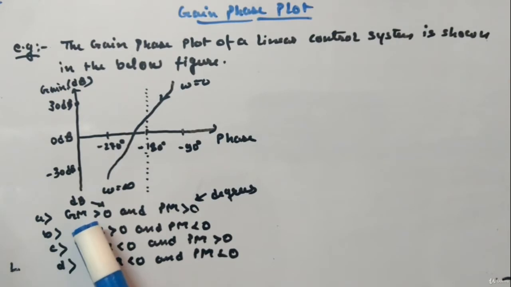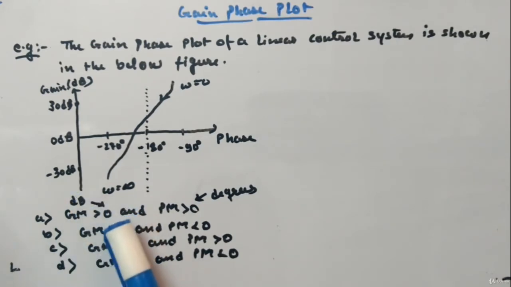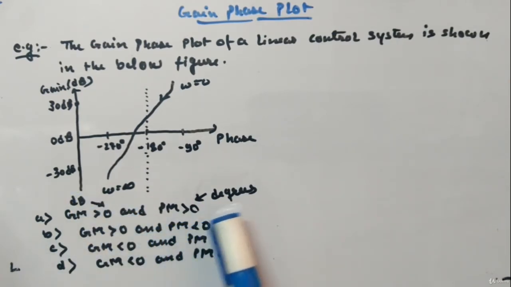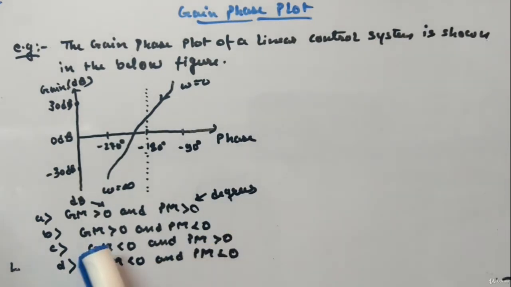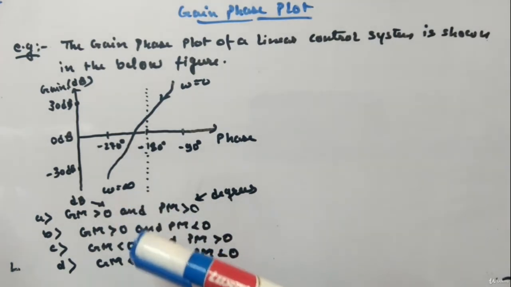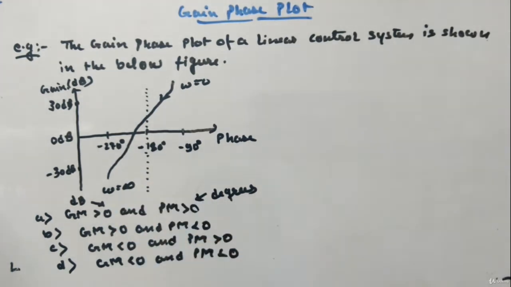The options are gain margin greater than 0 dB and phase margin greater than 0 degree. Gain margin greater than 0 dB and phase margin less than 0 degree. Gain margin less than 0 dB and phase margin greater than 0 degree. Gain margin less than 0 dB and phase margin less than 0 degree. Out of these four, we have to select which one is the correct option.